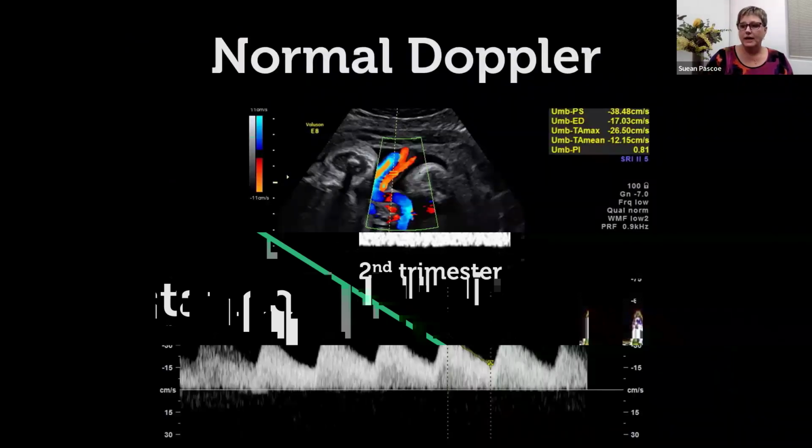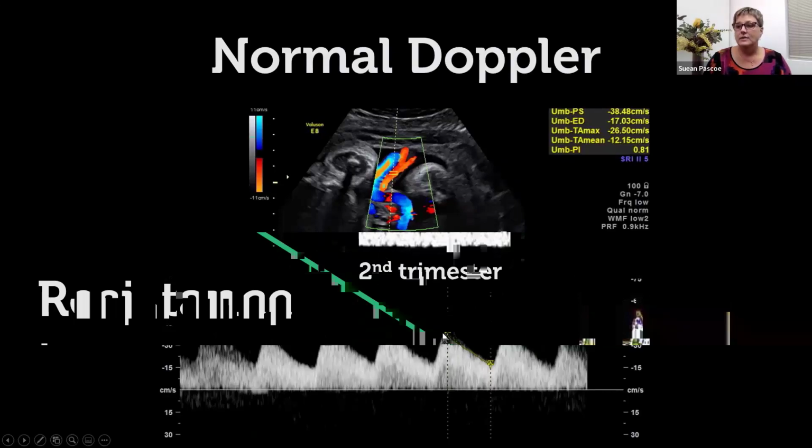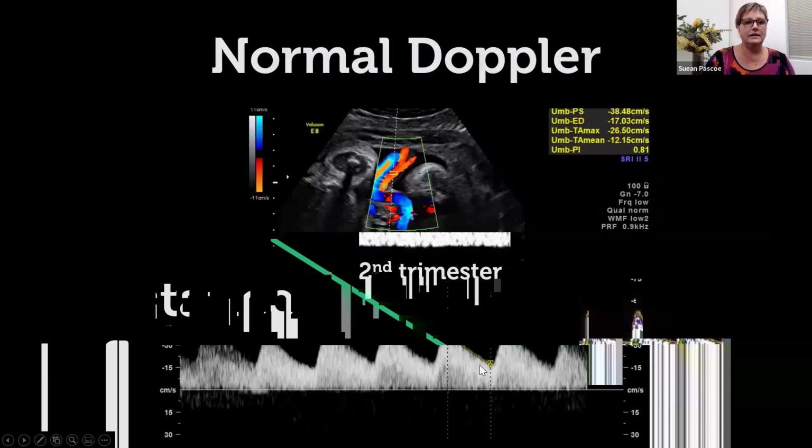So the normal Doppler has that classic sawtooth pattern. We're looking to get 5 peaks, and we measure the peak systole, end diastole, and you can see the trace going from peak systole to end diastole here.